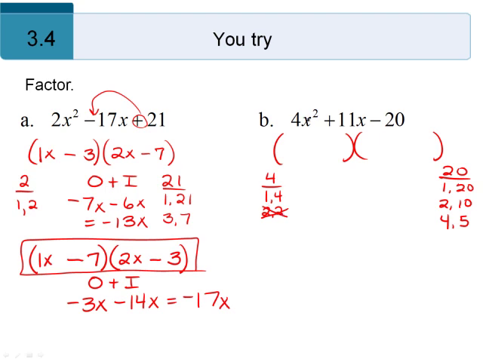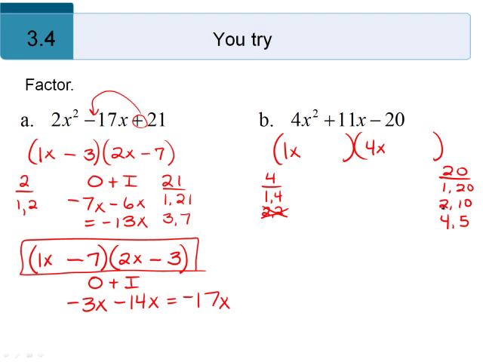So let's try for 4x squared. Let's try 1x and 4x. That's going to give us the 4x squared for the first term. Now, we could use 20 in the first one and 1 on the other side, but that's a really big number, so I probably wouldn't try that.